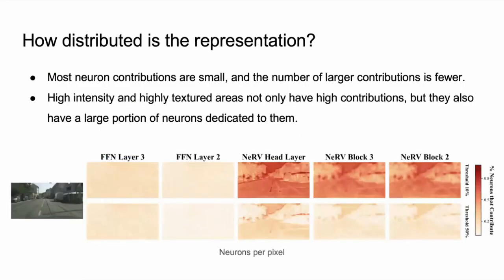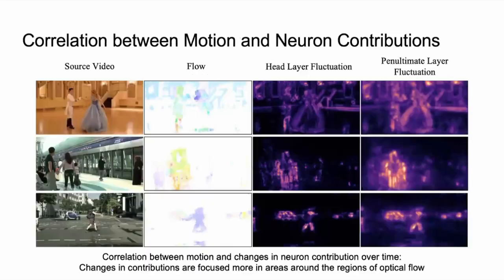Next, we examine the distributed nature of representations by investigating the number of neurons that are involved in the representation of each pixel. For this, we compute the density of neurons contributing above a certain threshold. The threshold for a layer is set using the xth percentile of sorted contributions of all neurons across image locations. We observe that high intensity and highly textured areas not only have high contributions as we saw earlier, but they also have a large portion of neurons dedicated to them. In particular, there is a large bias for edges with NeRV. For FFN, the representation is more evenly distributed.